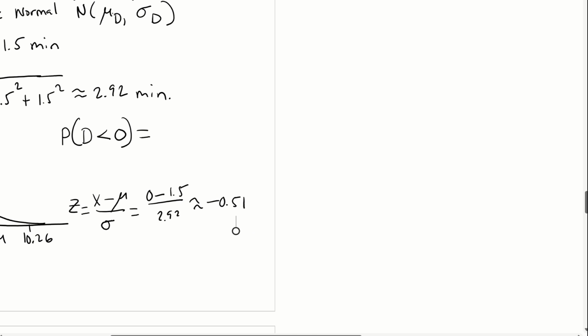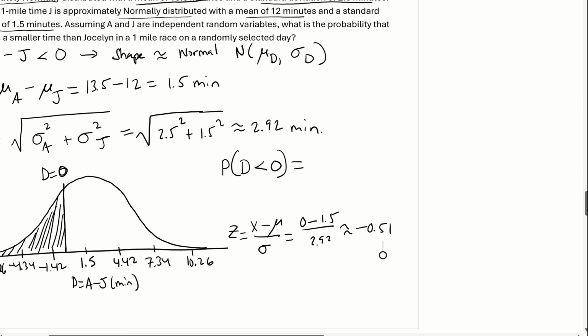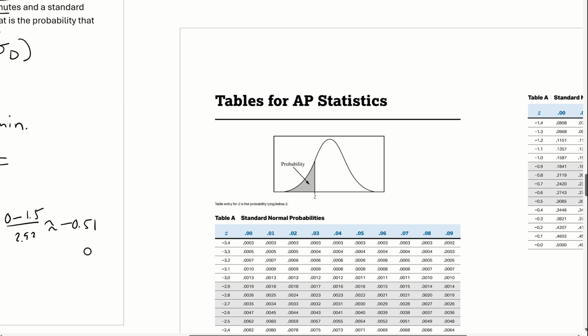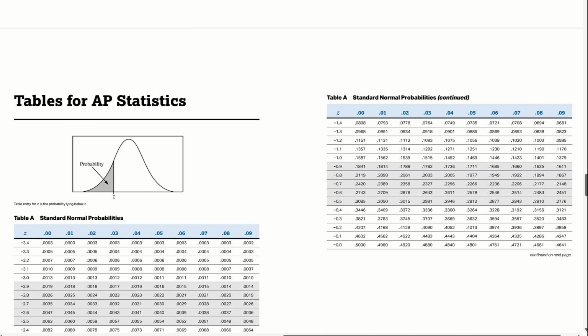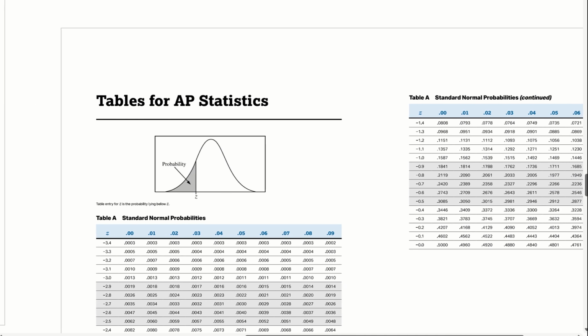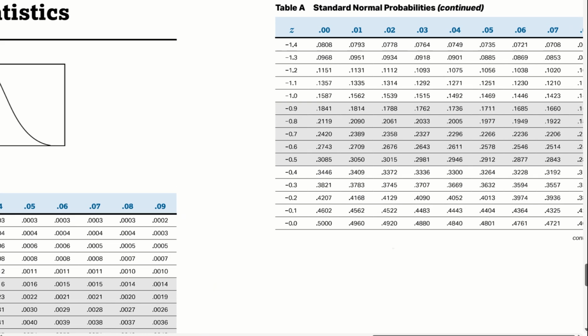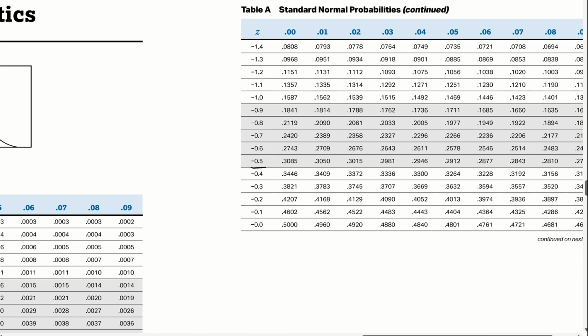All right, so let's look this up on the table here and see if we can look up the value. Okay, here we go. We're using our AP sheet here. So we get negative 0.51. You can see that over here. Negative 0.51, then the value is 0.3050.